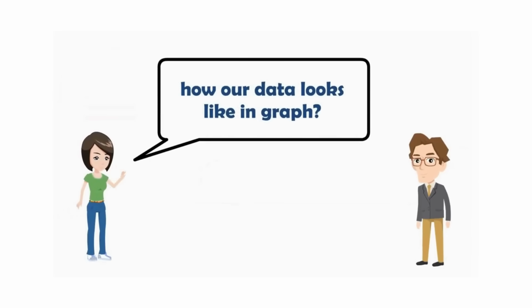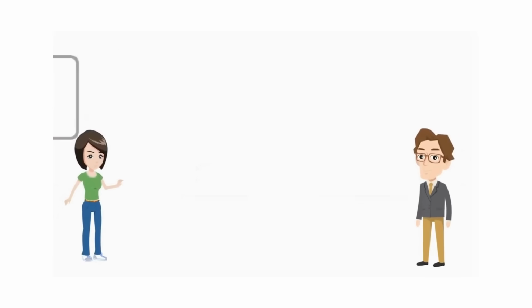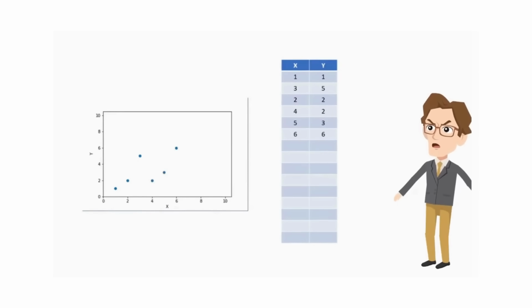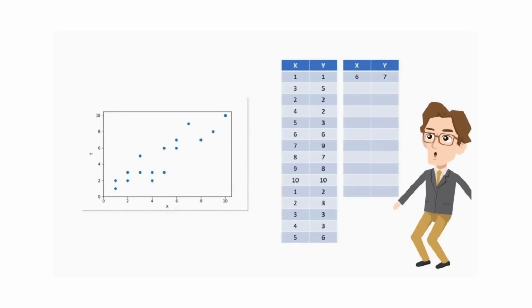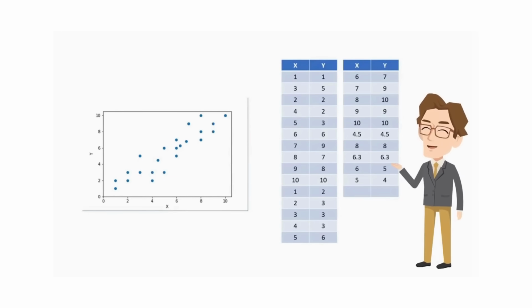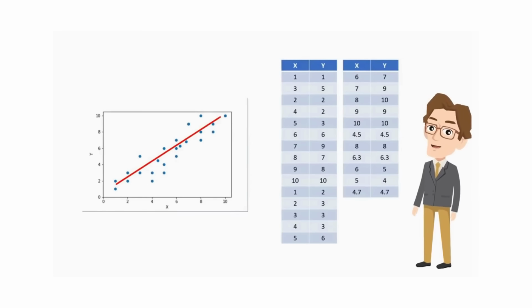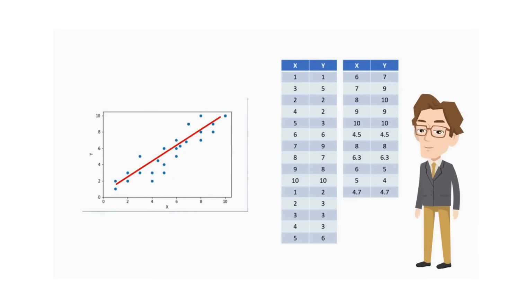Okay. But how our data looks like in graph? For regression problem, suppose you have only one feature x and target value y, and you are going to plot in graph for x equal to 1, y also 1, for 3 y equal to 5, and that's going on. We can draw a line or curve for predicting new data. But what's the strategies and maths behind this line?